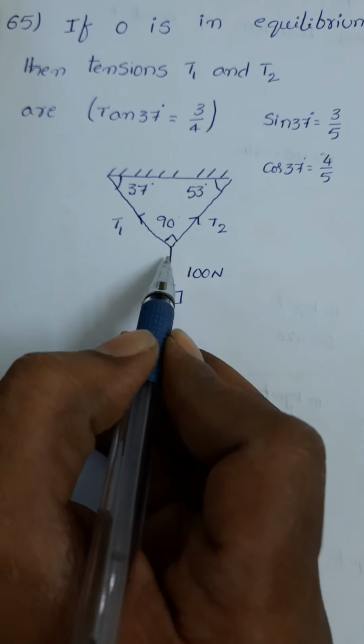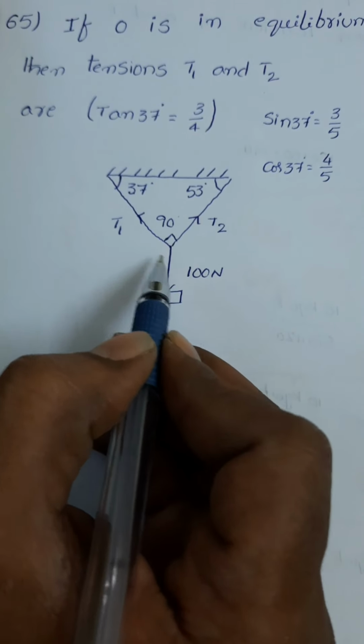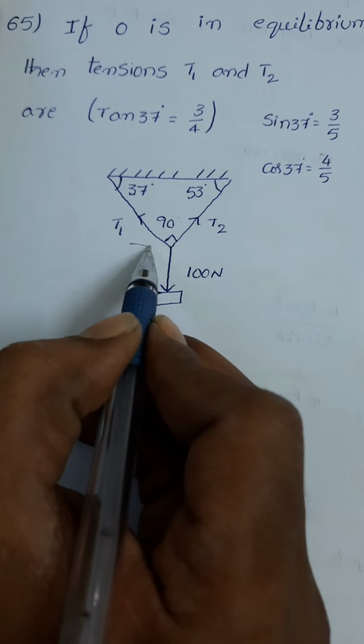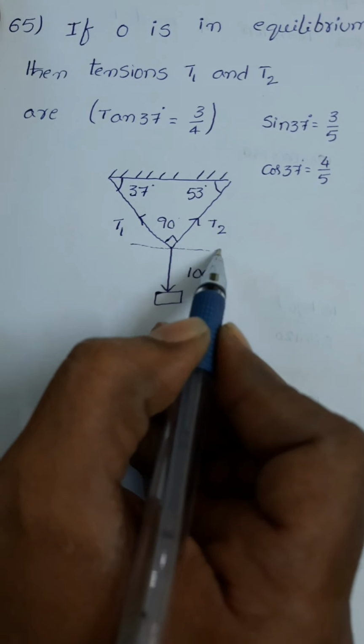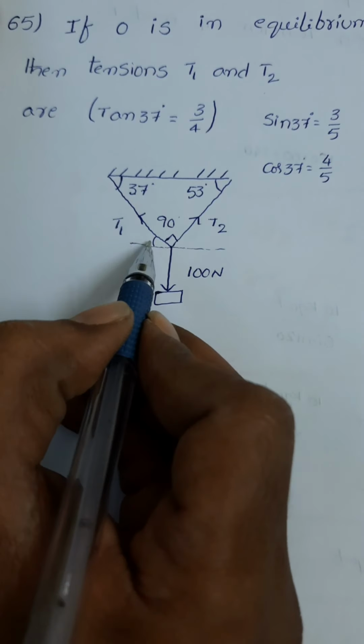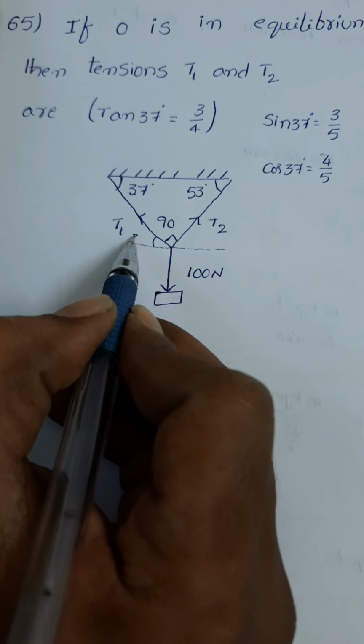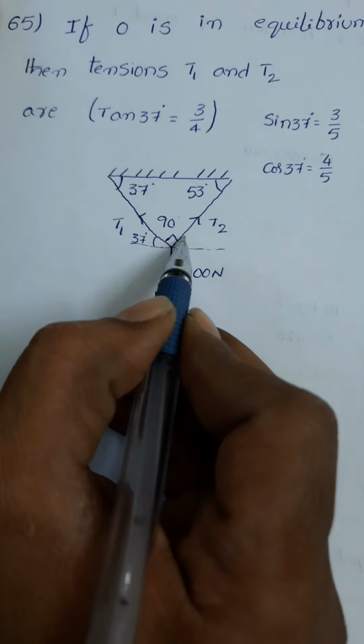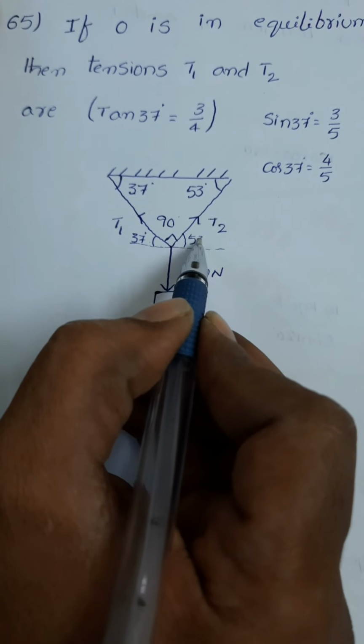To get the angle between T1 and the 100 Newton, we should draw one horizontal line. Here alternate angles are equal. Here 37, so here the angle is also equal to 37 degrees and here the angle is equal to 53 degrees.